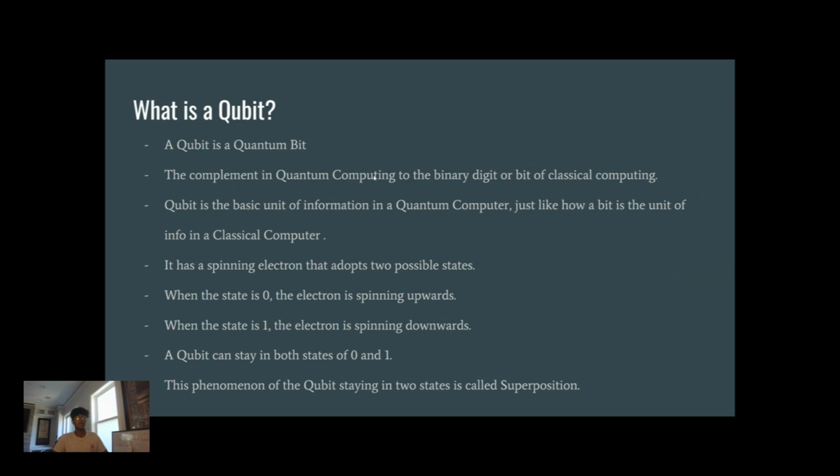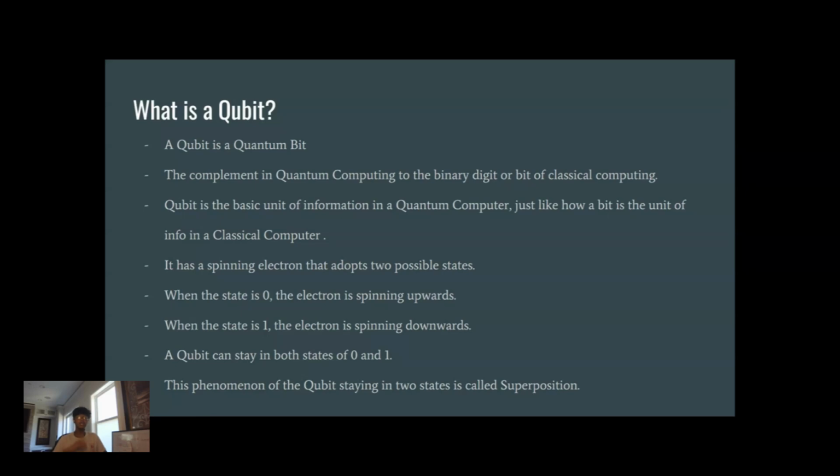What is a qubit? Well, a qubit is a quantum bit, the basic unit of information in a quantum computer. The quantum bit is the counterpart in quantum computing to the binary digit, or bit, of classical computing that we discussed in the algorithm video. As mentioned in the previous video, a bit is a basic unit of information in a classical computer. Well, the qubit is also a basic unit of information, but it's for a quantum computer.